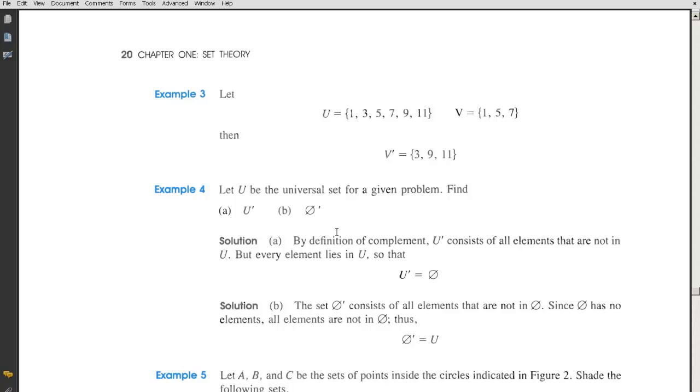Okay, here's another example. Let U be the universal set for a given problem. Find U prime. Find the empty set prime. So if U is the universal set, what's the set of all elements that are in U and not in U? So U prime is the empty set. And how about the prime of the empty set? It's U. Okay?